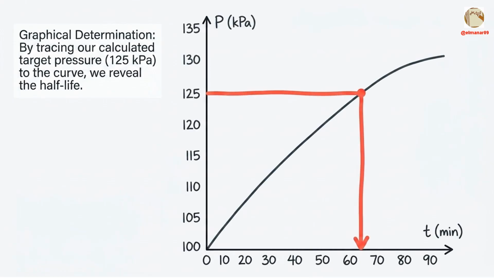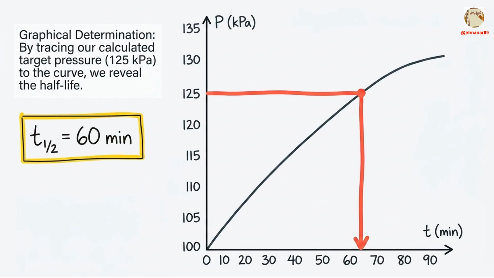Final step. We use a graphical determination to find our answer. Take your pen and find 125 kilopascals on the vertical pressure axis. Draw a horizontal line until you hit the blue experimental curve. From that point of intersection, drop a vertical line straight down to the time axis. Where does it land? Right at 60 minutes. So T1/2 equals 60 minutes.